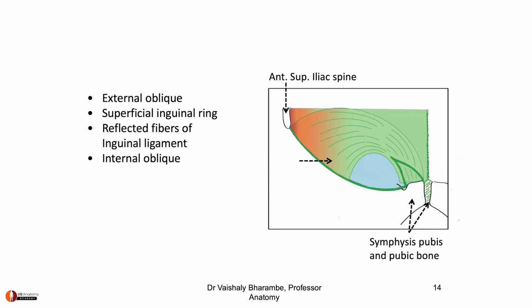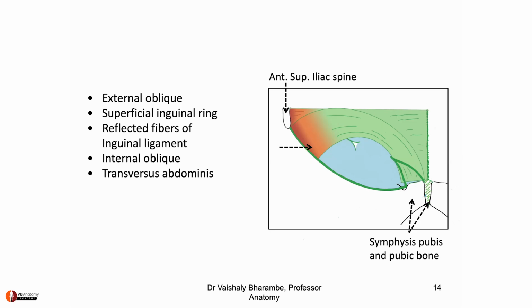Now what will you find deep to that? Transversus abdominis. Again, similar fibers going from inguinal ligament, curving medially, and together they unite to form what is called the conjoint tendon. Ask yourself, do you remember? Internal oblique curving, transversus abdominis curving. Together they are uniting medially to form the conjoint tendon.